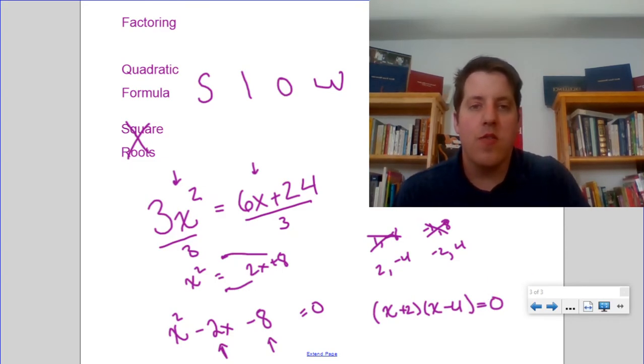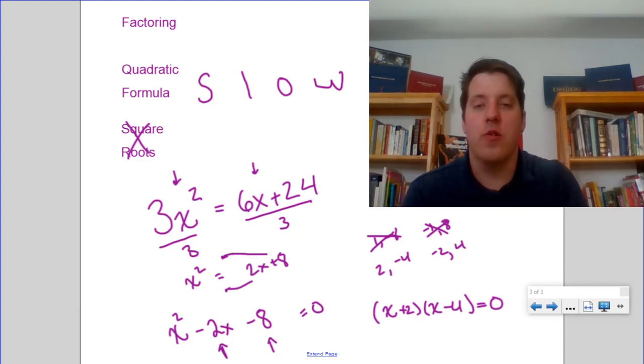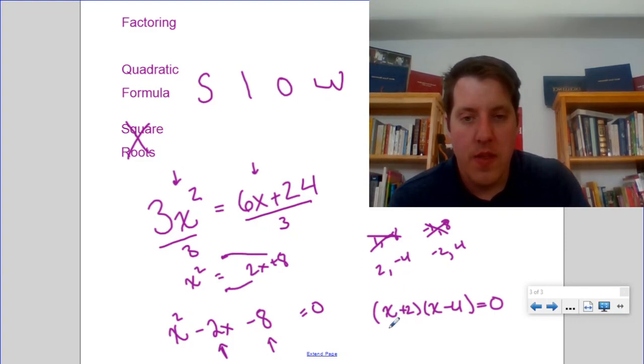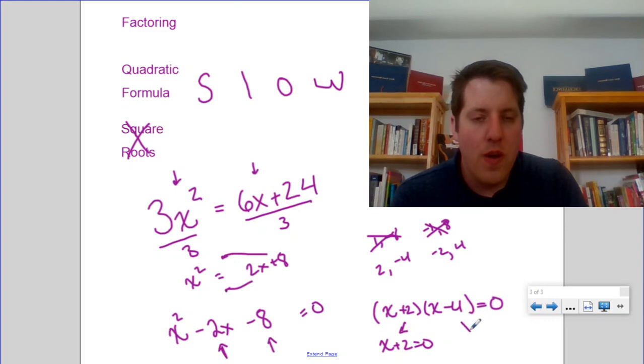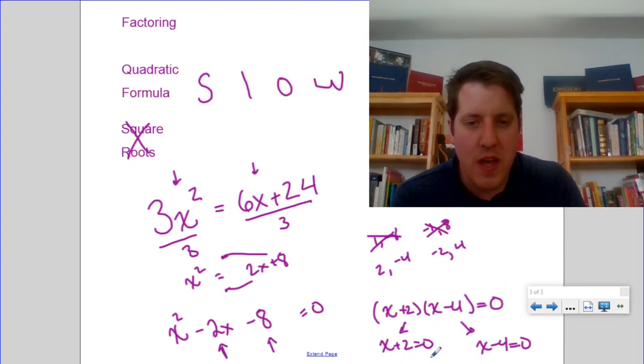Now, here's the part that some people find confusing. Those are not the solutions to your equation. The solutions to your equation are how do I make x plus 2 equal to 0? Or how do I make x minus 4 equal to 0? So the solution to your equation is actually x equals negative 2 or x equals positive 4.